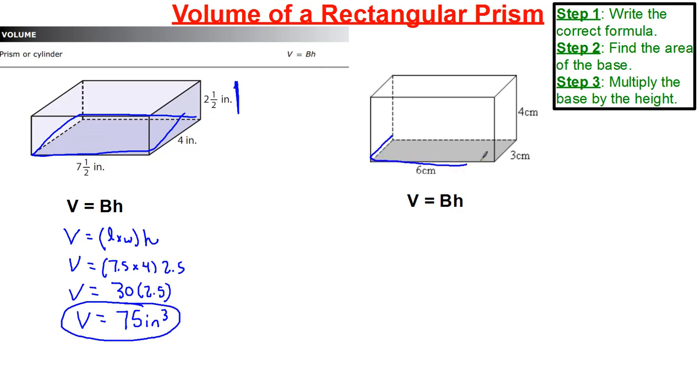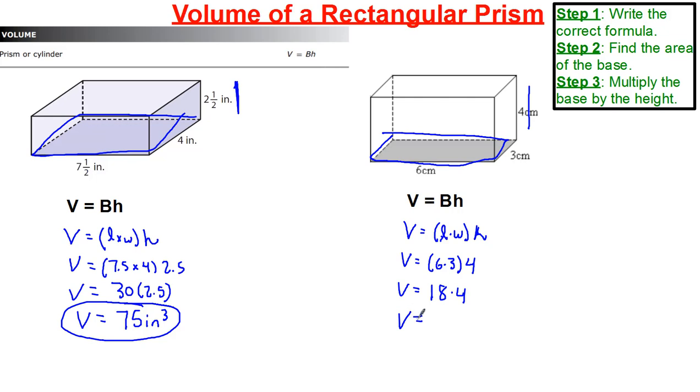Now, once again, this is my base, this is my height. The area of the base is a rectangle, so length times width multiplied by our height. We have 6 times 3 multiplied by 4. Volume is going to be 18 multiplied by 4, which is equal to 72 centimeters cubed. Once again, I'm just going to keep reiterating: you need to find the area of the base first, that's big B, and multiply it by how high the figure is.